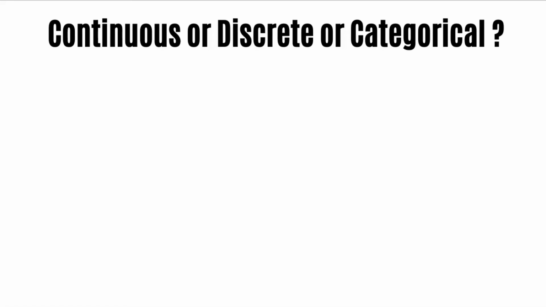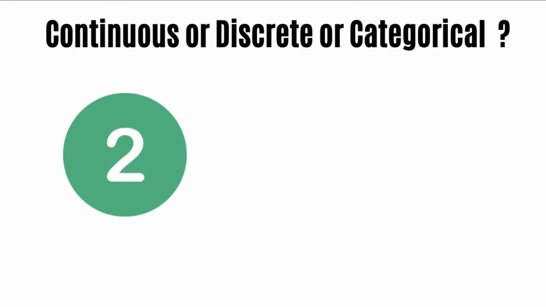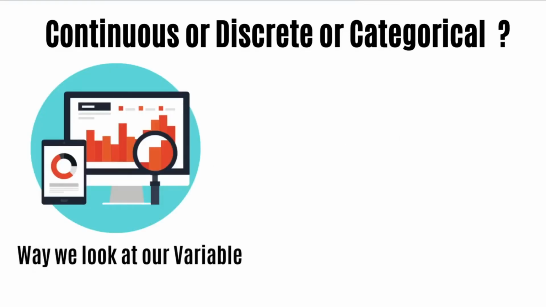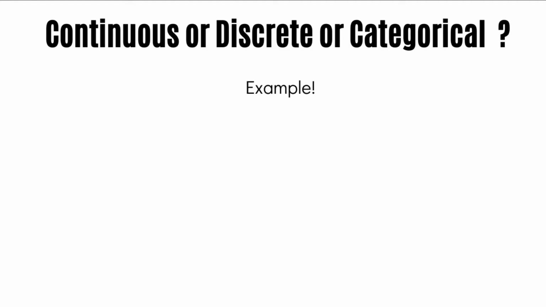In order to tell apart our variables as categorical, discrete, or continuous, we have to consider two key aspects. The first aspect pertains to the way we look at our variable or think about our variable. And the second aspect pertains to the way we measure our variable. Let's understand this a little better with an example.